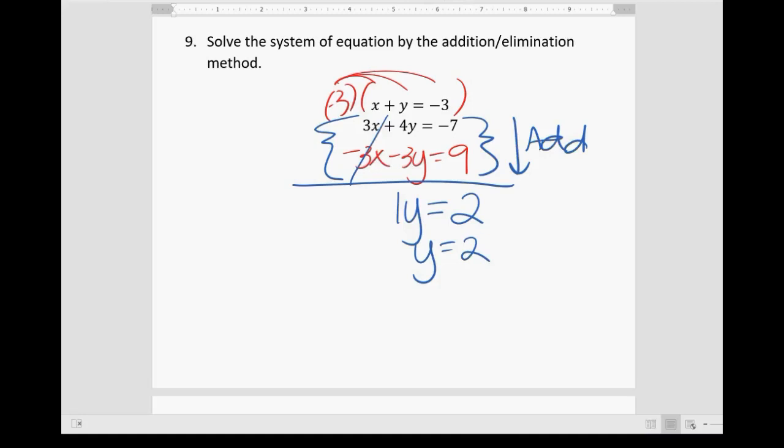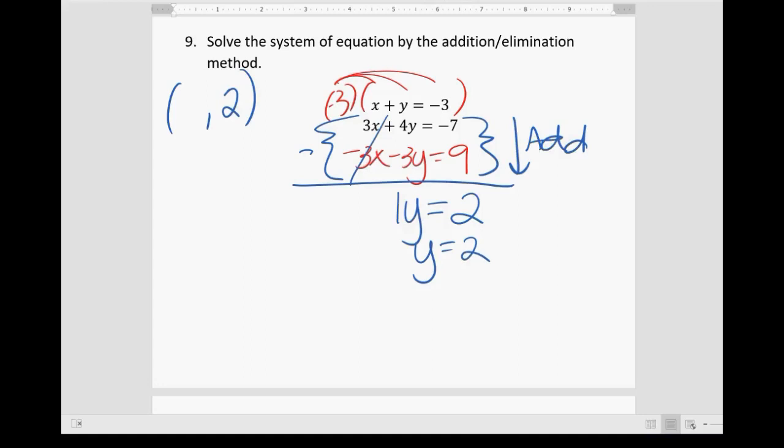The solution to a system of equations describes where those two lines or equations intersect, or if they don't ever intersect, or if they infinitely intersect. In this case, they are going to intersect at a point, and that point is, as you know, x comma y. That's your solution. So what did we find? We found the y coordinate, which is 2.